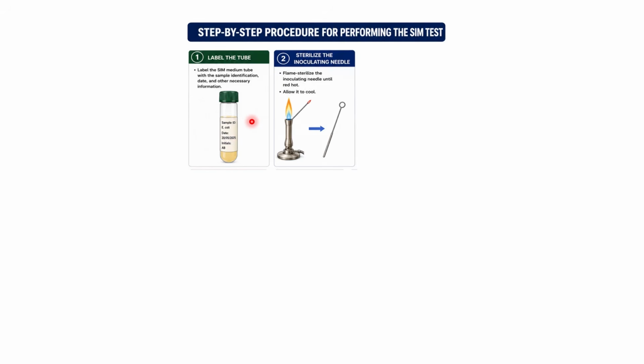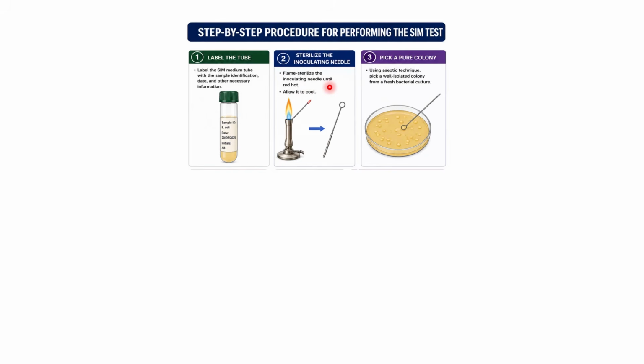Let's look at the step-by-step procedure for performing the SIM test. The first is to label the SIM medium tube with the sample identification, date, and other necessary information. Second is to flame sterilize the inoculating needle until it's red hot and then allow it to cool. Third is using aseptic techniques, pick a well-isolated colony from a fresh bacterial culture as shown here.